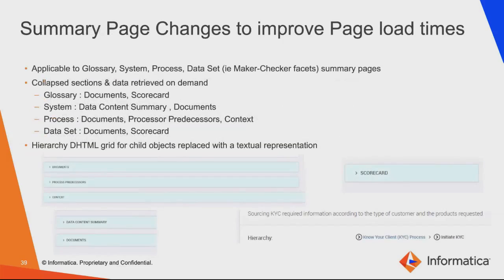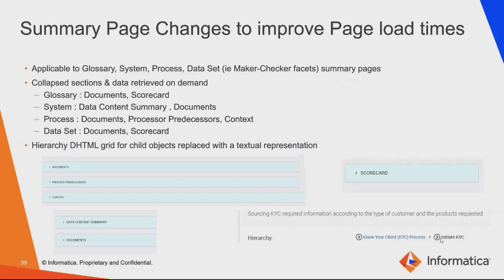Now, in terms of the faster page load times, as you can see, there are certain areas that are going to be collapsed by default. In case of a glossary, the document and the scorecard; in case of a system, your data content summary and documents and so on. They will look like this, so if the user wants to see it, they will have to click on it to open it. But again, that is going to provide you some significant improvements there.